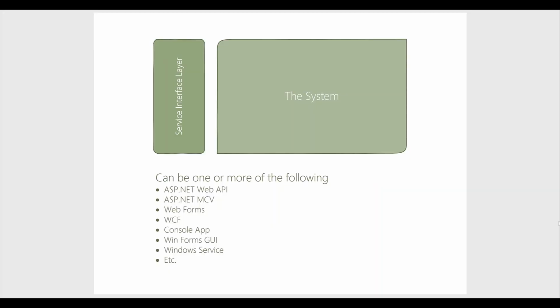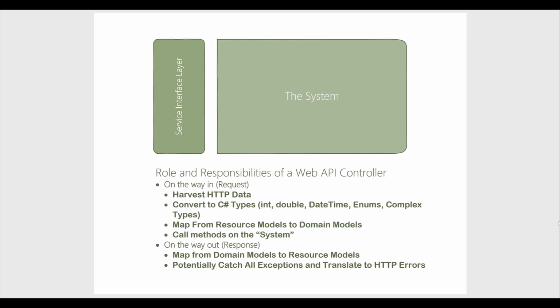Each of these service interface layers has a certain role or responsibility. It's not just about the controllers, but I'm talking in terms of controllers because we use Web API quite a bit and MVC also quite a bit. So what are the roles and responsibilities of a service interface layer, or more specifically in this case, the Web API controllers or the MVC controllers? The roles and responsibilities of a Web API controller are the following.